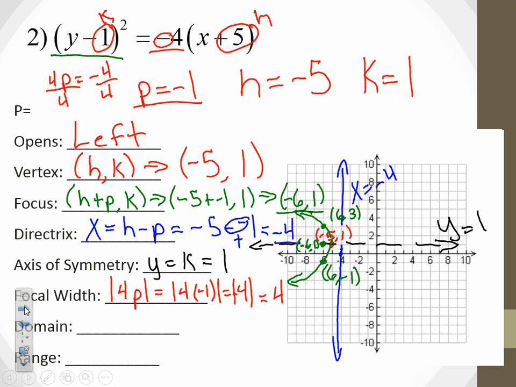Alright, ladies and gentlemen, example number 2 is done. Sorry, it's a little squishy. Oh no! Domain and range. Keep forgetting.